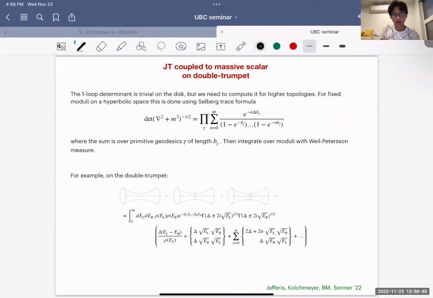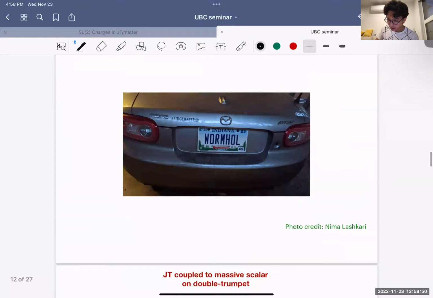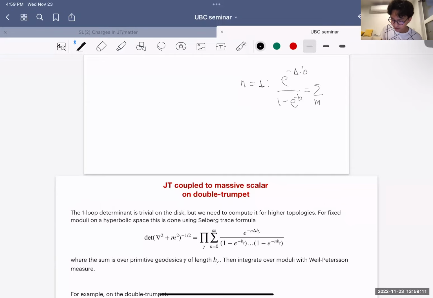Just to understand this formula a little better, let me add a slide before and write it in a little more detail. So let's say for n equals one, we just have a term here minus delta times b, one minus e to the minus b, which you can write as a sum over m, if you just expand this denominator, e to the minus delta plus m times b. And this series you can think of as contributions from the operator O of dimension delta propagating on this closed geodesic, including all of its descendants. So these are delta plus m.